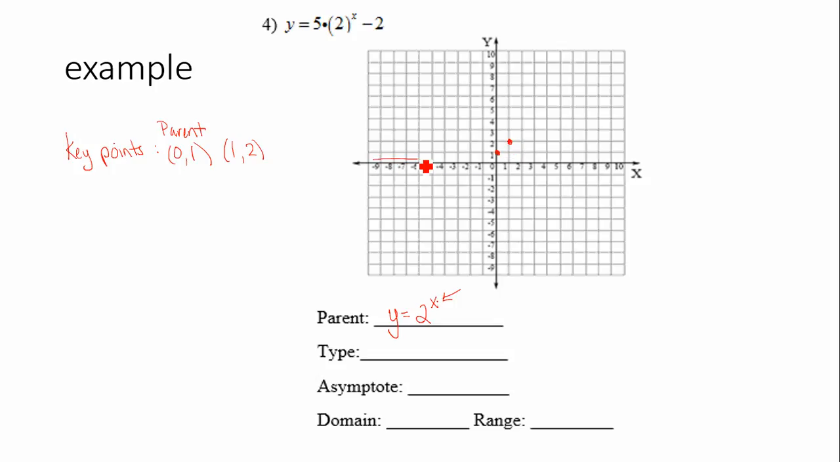And again, this would be my parent function that I'm graphing right now. So this is the parent. I'm going to label that with a P. That's the parent. Now, I'm not done because I have a 5 in front.